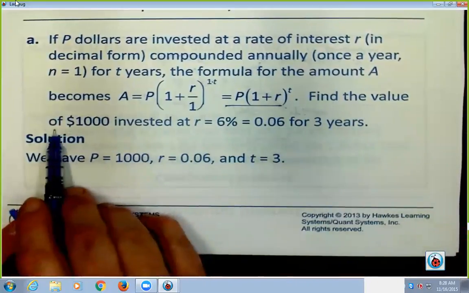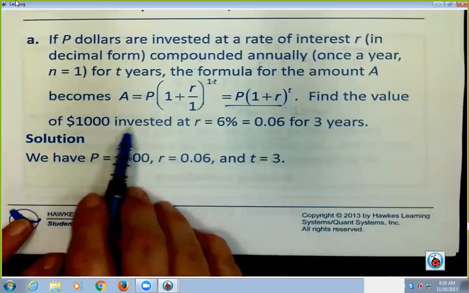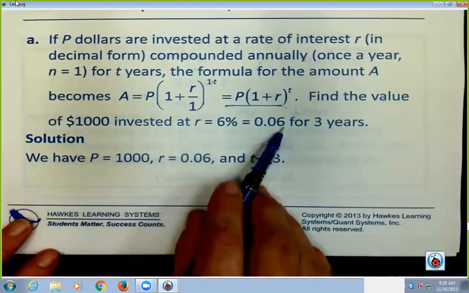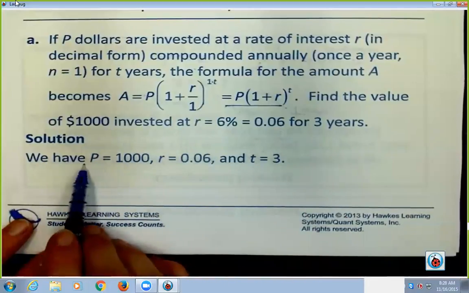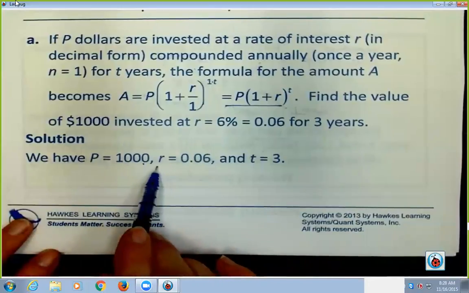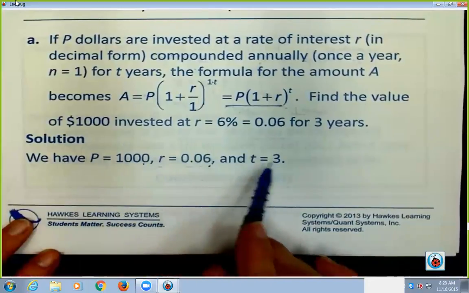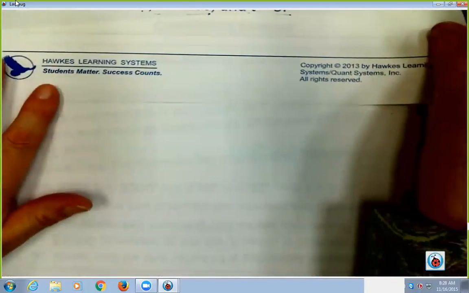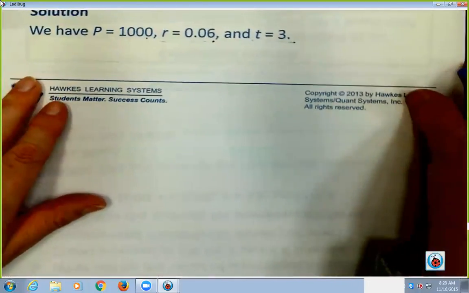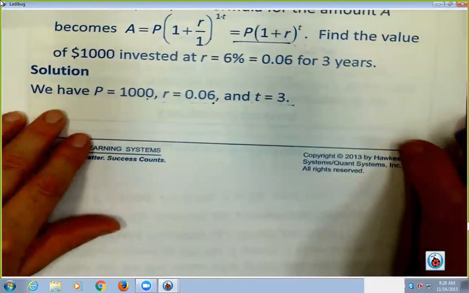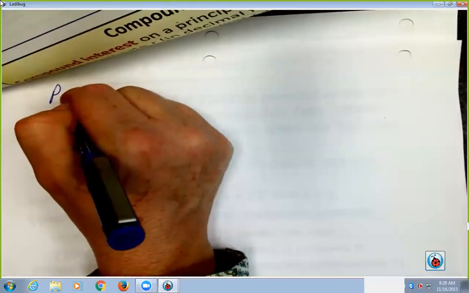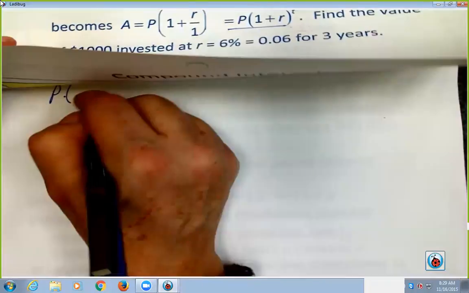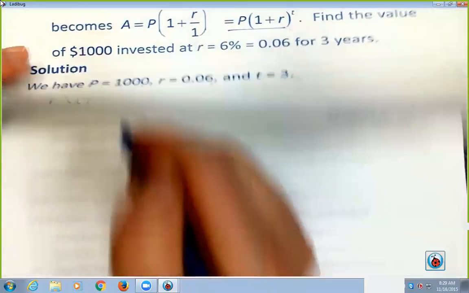And this says find the amount for $1,000 invested at 6% for 3 years. So we have P is 1,000, my rate is 0.06, and my time is 3. So again, that stuff. In fact, let me rewrite that formula. P times 1 plus R raised to the T power.